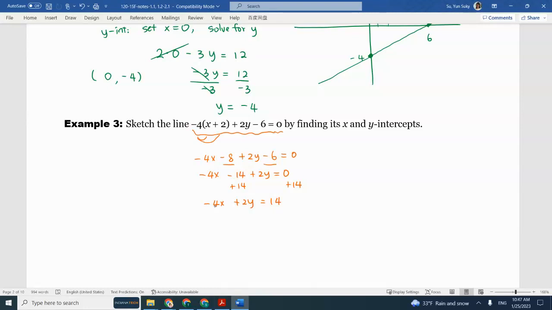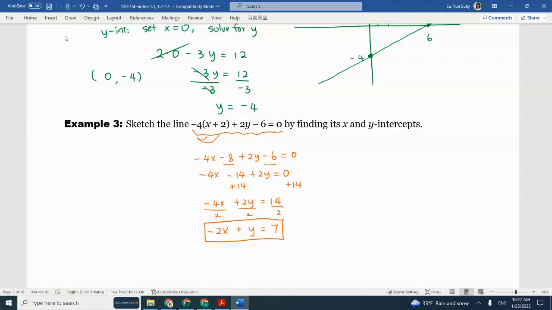Divided by 2 on both sides, okay? And because the left hand side you have a plus, you need to divide all the terms by 2. Negative 4 divided by 2 is negative 2x. 2 over 2 cancel, we get y. And 14 over 2 is 7. See? We have simplified it.